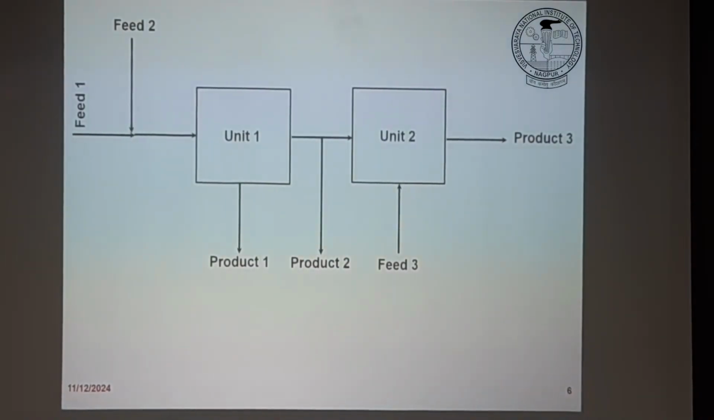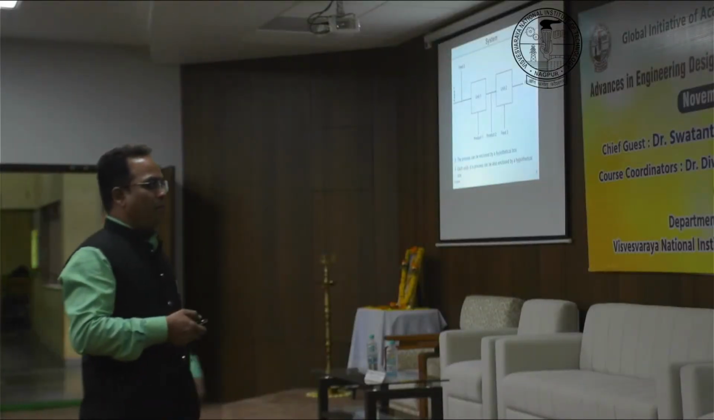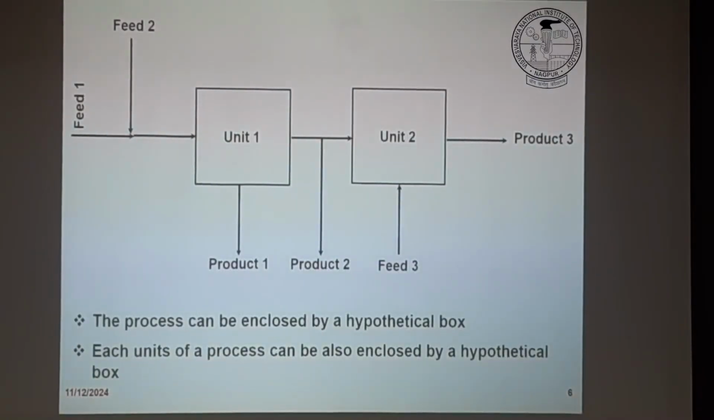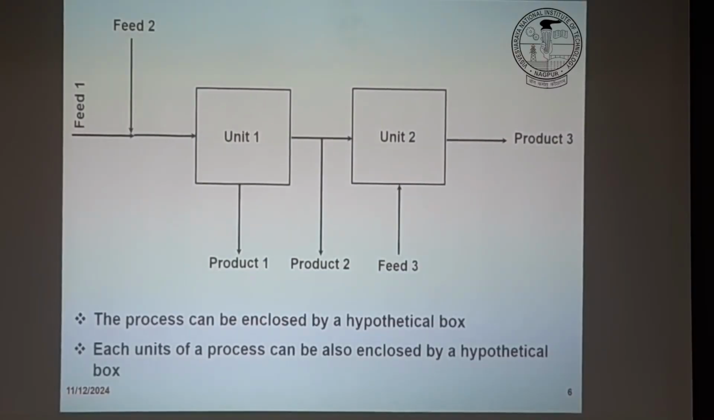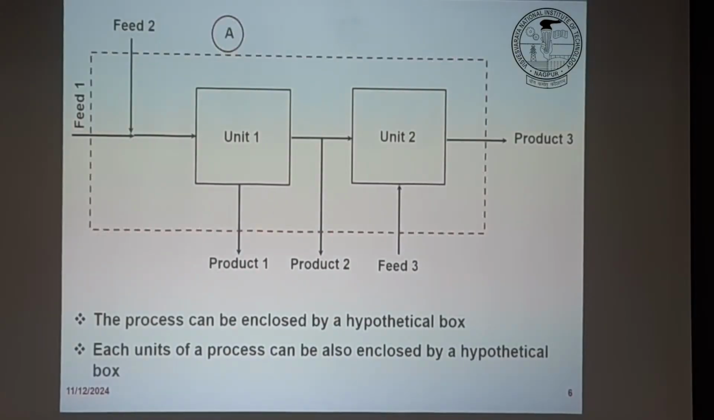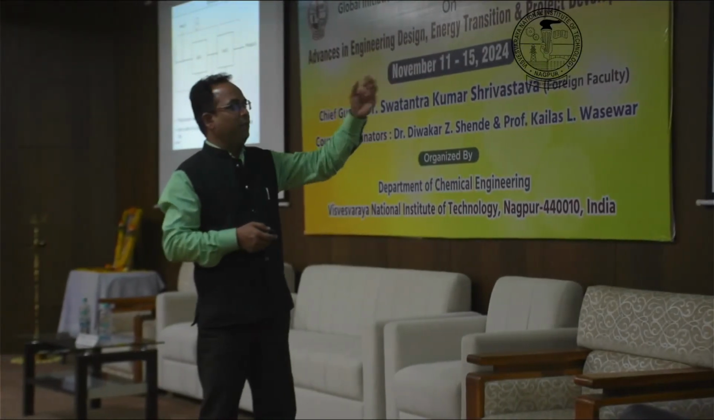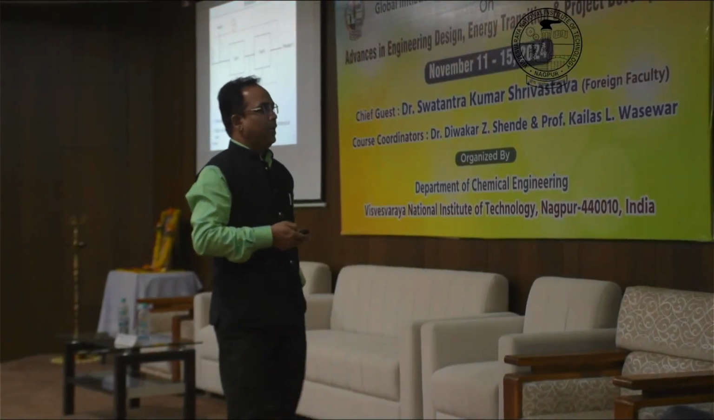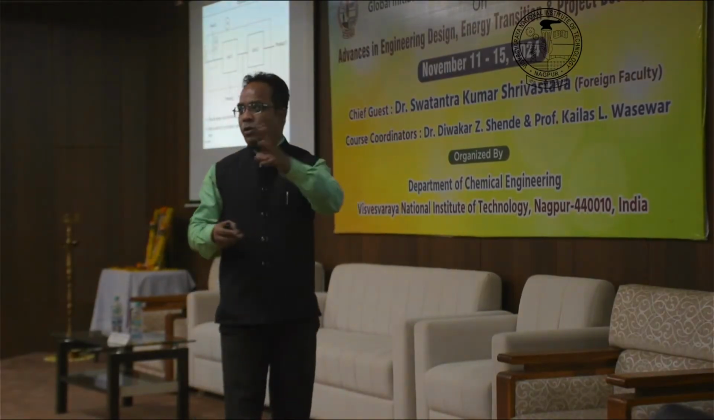So first of all, we have to make an overall balance across the complete flow sheet. Okay. So this is a complete flow sheet, and followed by we have to make a hypothetical box across each unit to understand how much feed is entering and how much product is leaving from that particular unit. Okay. So this is a hypothetical box which represents the complete material balance across the complete process. Okay, and to perform individual material balances, we have to make a separate material balance across each point.